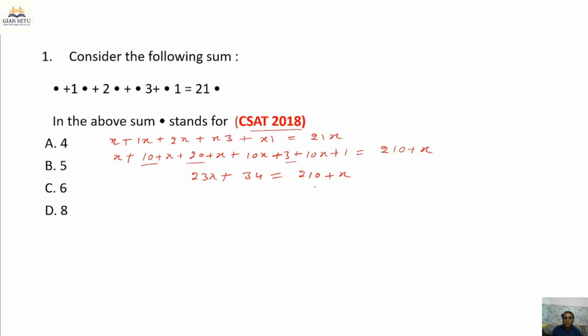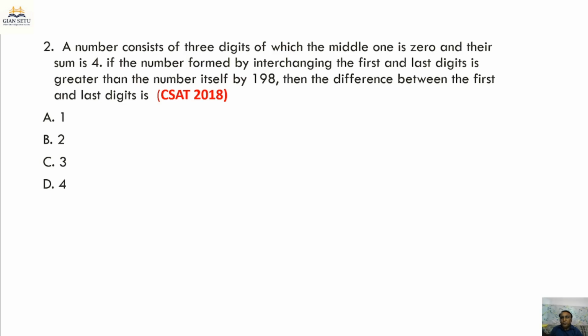Now let's take this x to the left side. It will be 22x is equal to 210 minus 34. It will give us 176, and x will be 176 divided by 22. Okay, it will be 8. Okay, so the right answer is D here. Let's move to question number 2.